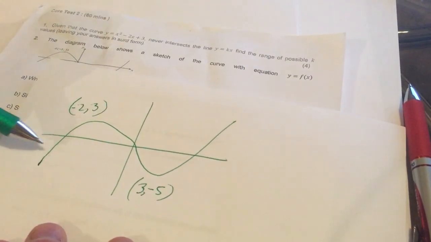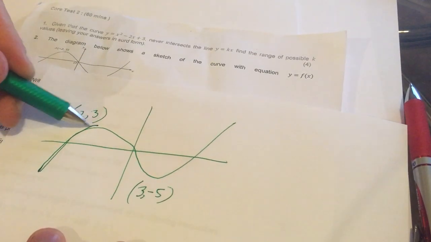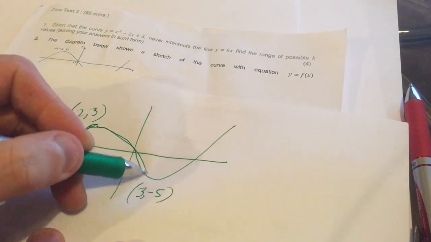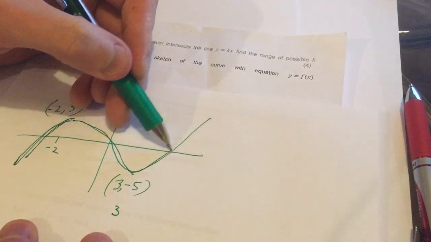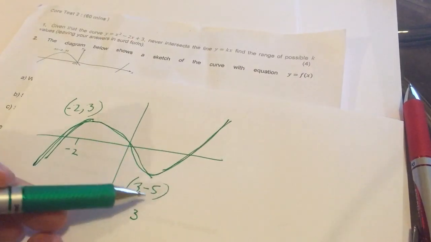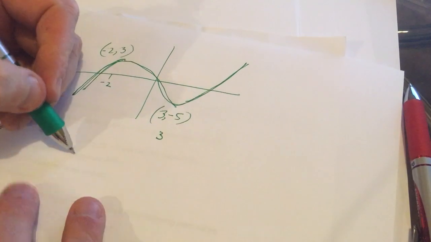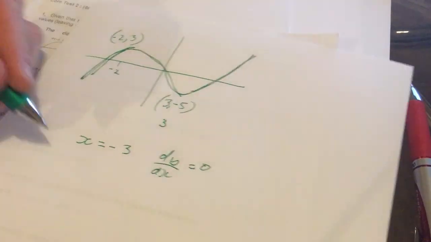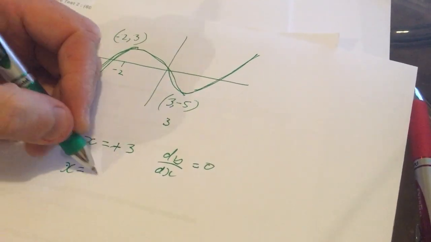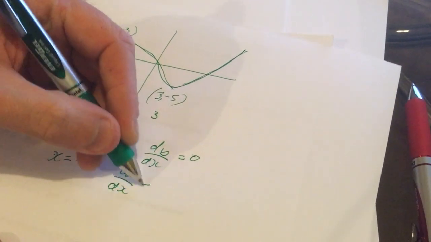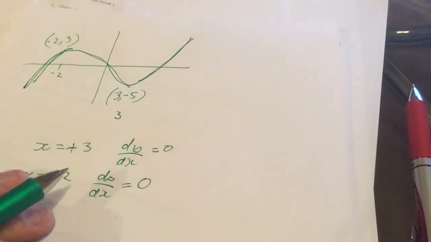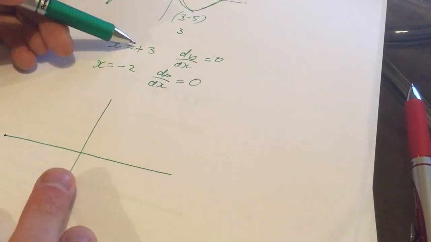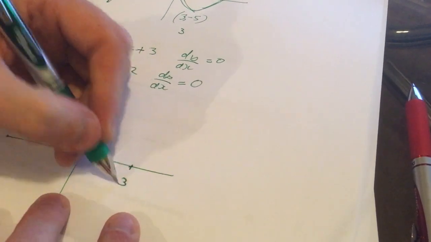There we go. So we've got what looks like a positive gradient up to this turning point at x equals minus 2. Then we've got a negative gradient until x equals 3. And then we've got a positive gradient again. And our turning points are at 3 and minus 2. So at x equals 3 and at x equals minus 2, the gradient is 0. So it's a cubic. If we differentiate a cubic, you know we're going to get a quadratic. So we've got a quadratic with a root at 3 and a root at minus 2.